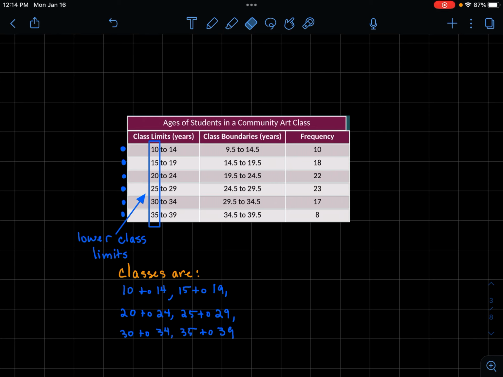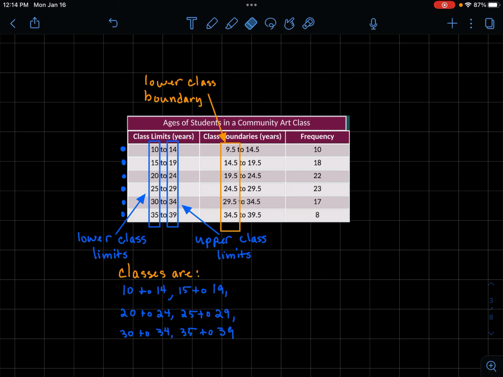The numbers that are within those classes, the smaller numbers that make them up, are called lower class limits, whereas the larger numbers are called upper class limits. There's a gap between 14 and 15 and 19 to 20. There are gaps between the upper class limit of one particular class to the lower class limit of the next one.